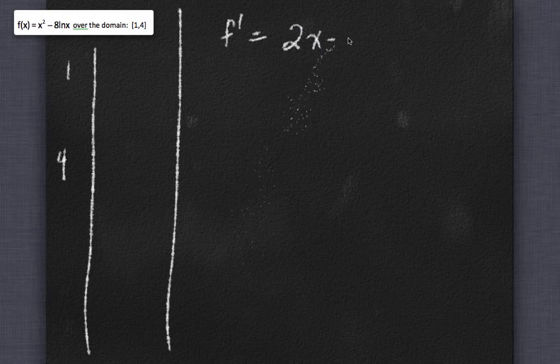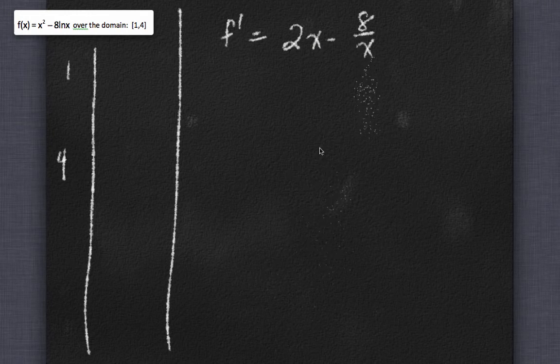Natural log is only defined from 0 to infinity, so we check that domain. The domain's okay. And so we have 1, 4. f prime is 2x minus 8 over x. Remember the natural log x has derivative 1 over x. So this is undefined at 0. You can write 0 right away.